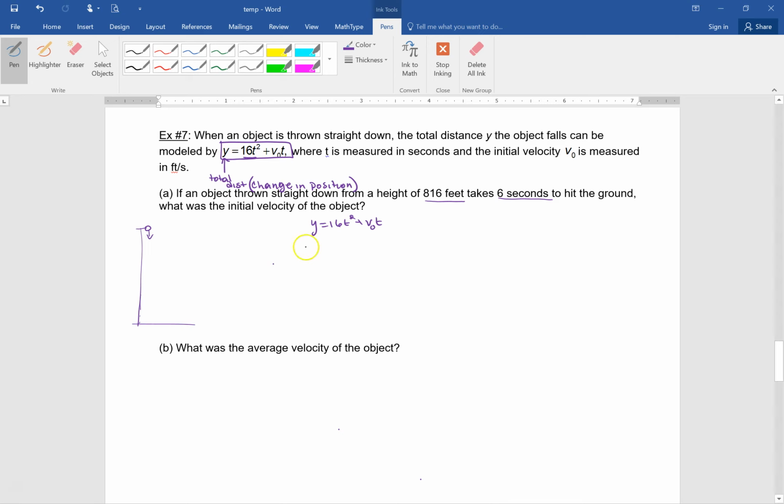So we have that 816 is equal to 16 and t is 6 seconds, plus v naught times 6. We're going to solve this for v naught, and we're going to get that v naught is negative 40 feet per second. And it is being thrown down, so it does have to have a negative in front.